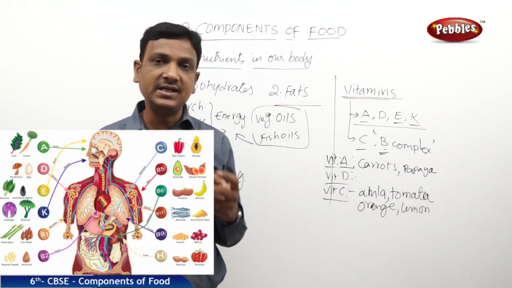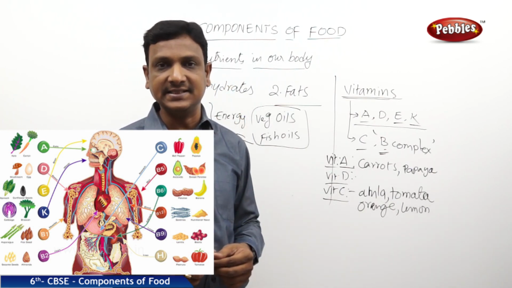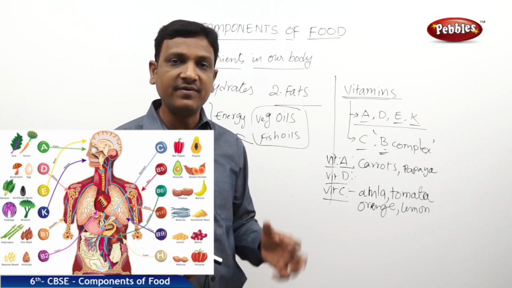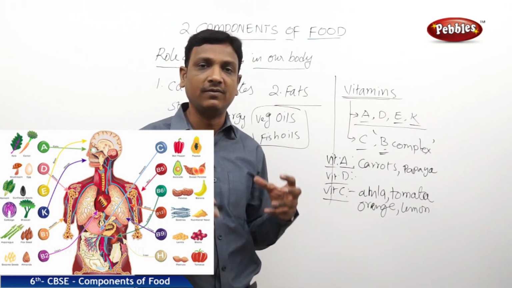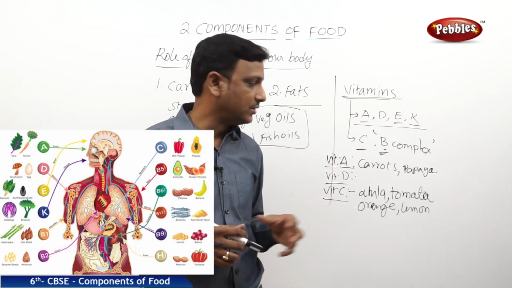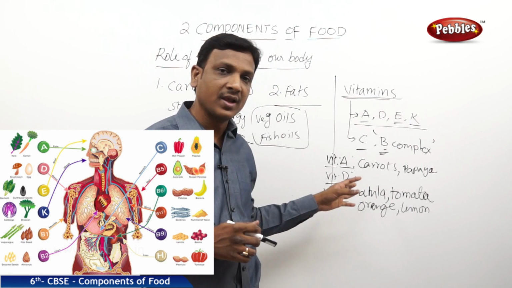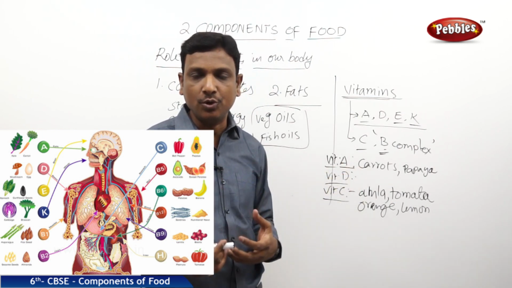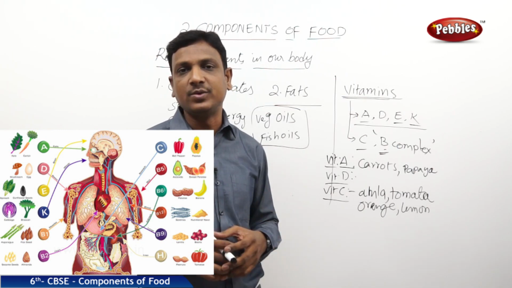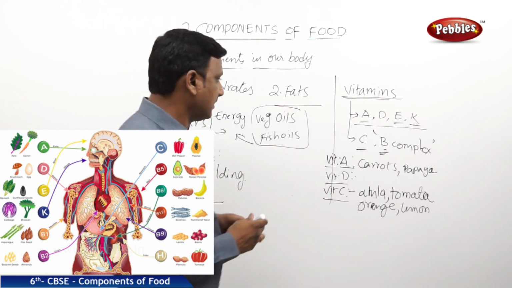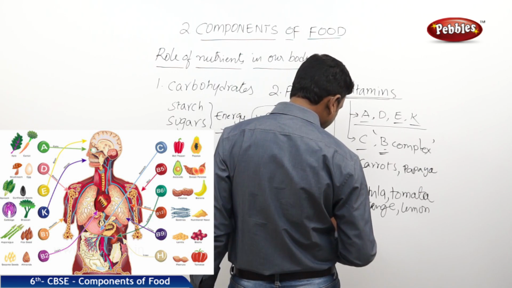So vitamin C helps you fight against diseases, right? And it prevents a disease called scurvy. If you don't have vitamin C in your body, you will get a disease called scurvy. So vitamin C gives protection and improves our immune power. It strengthens our immunity, so by that we can fight against diseases. The next one is B complex.